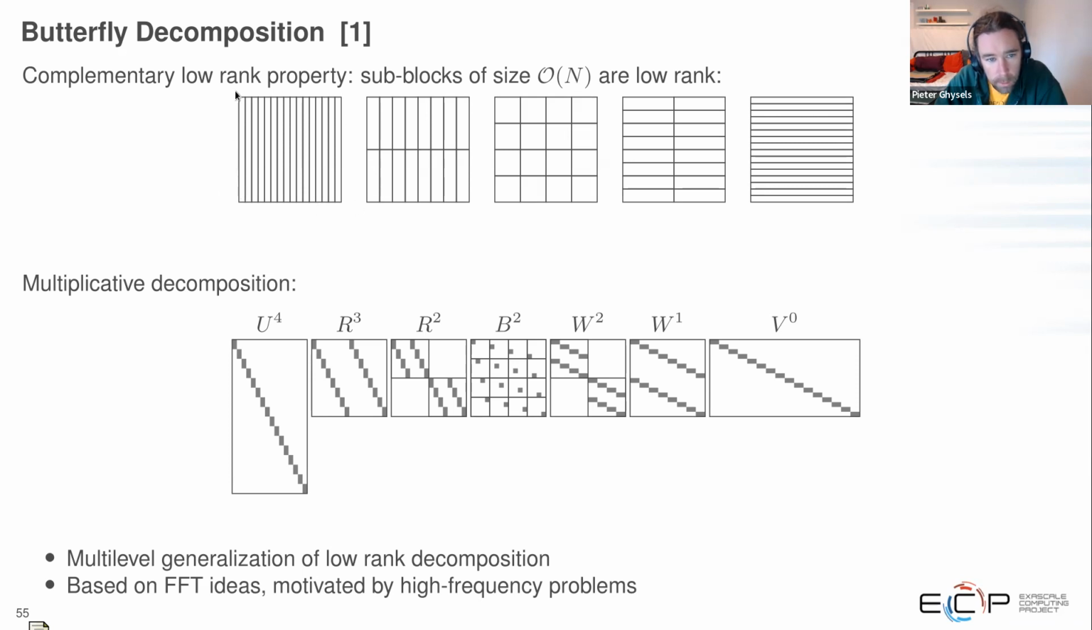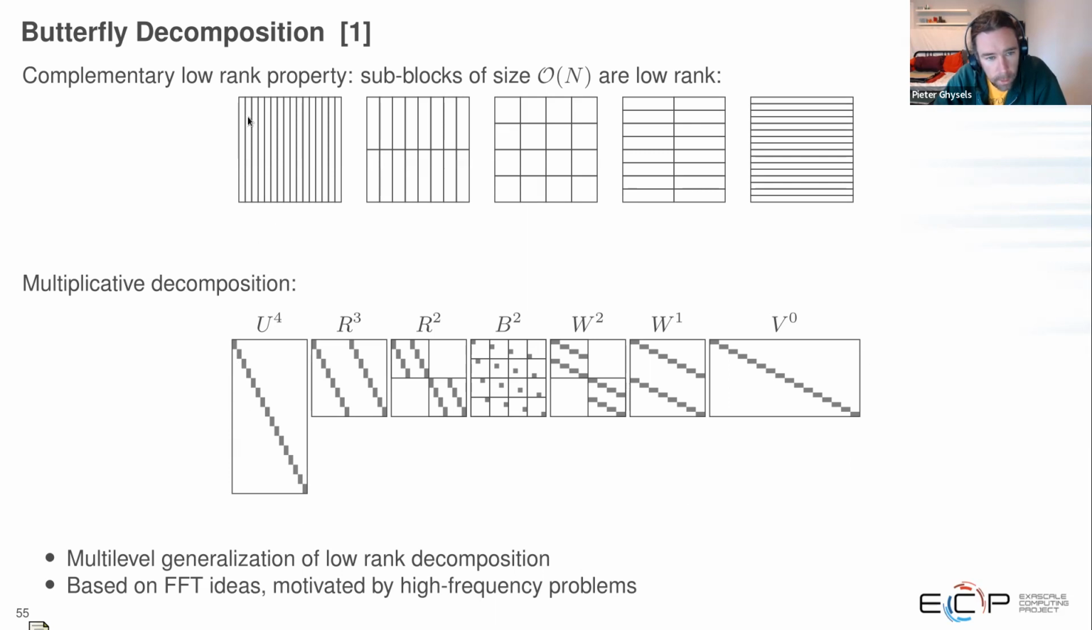You can partition this in blocks this way or this way, or then you can merge, say, two blocks and split them in this direction. You still have blocks of size order n. And now you assume that each of these blocks is compressible using constant low rank. This assumption then will lead to this multiplicative decomposition as illustrated here.